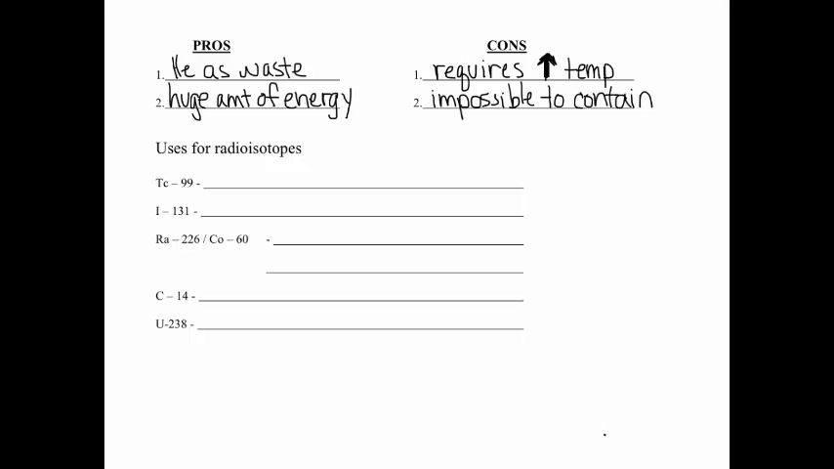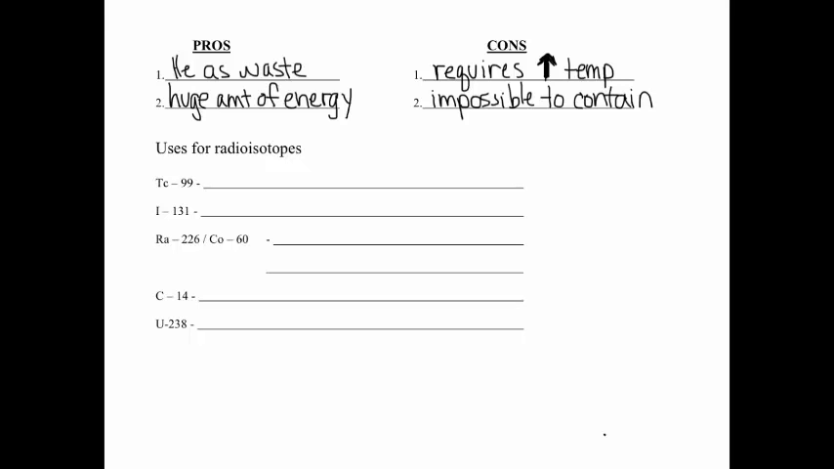You're producing something whose waste product is helium. You're getting a huge amount of energy. But because of these cons, we can't currently do it. So let's hope in the future somebody figures out cold fusion.